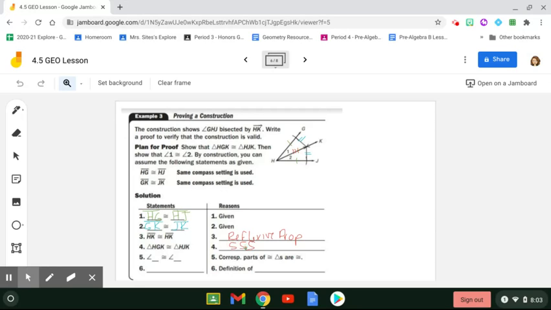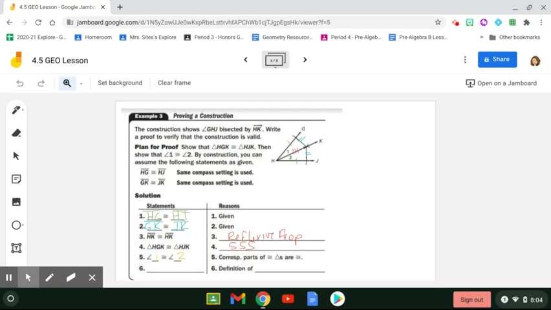And now if you're looking at the plan for the proof, we were trying to prove that angle 1 is congruent to angle 2 to help us to eventually show that HK would be bisecting angle GHJ. Sorry, I'm getting tongue-tied. All right, so we want to say angle 1 is congruent to angle 2 because those are corresponding parts of congruent triangles. And then finally, we're trying to prove that this is a valid construction.